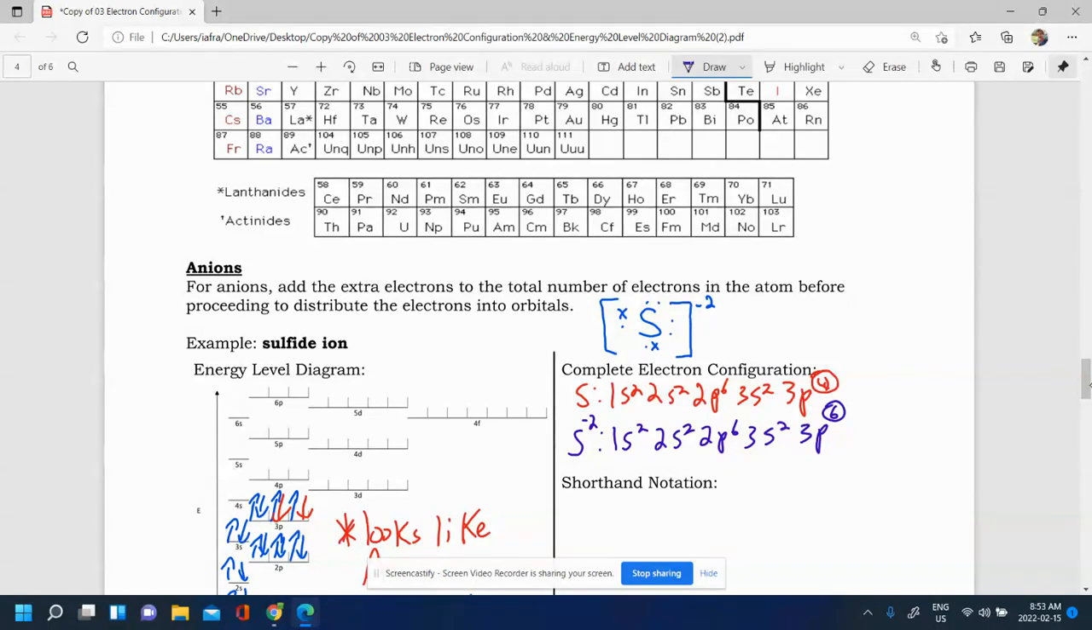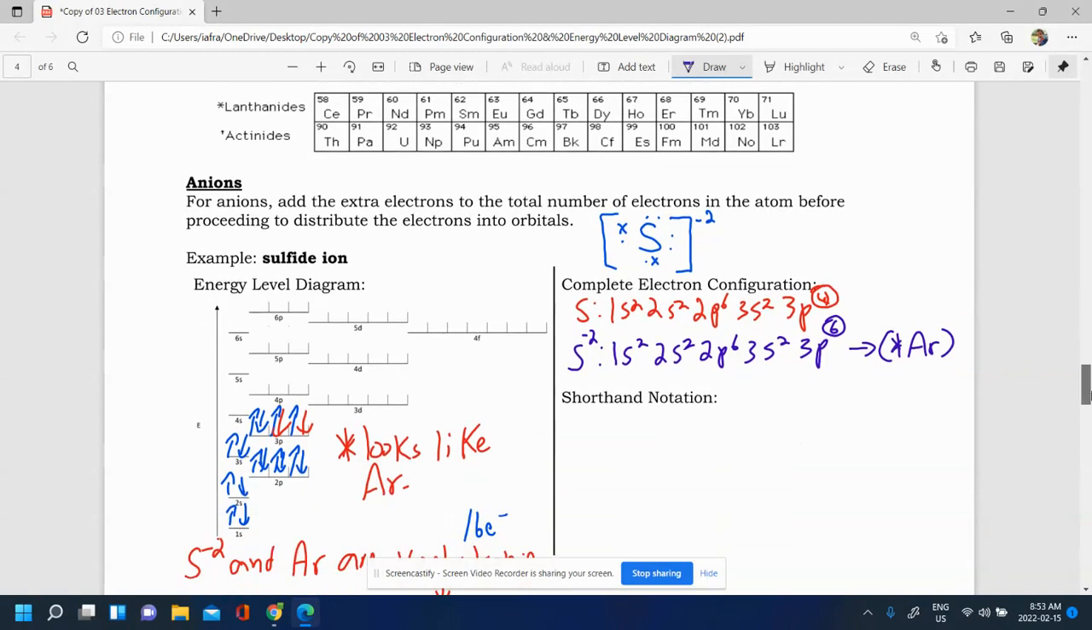And you'll notice that this is essentially the same electron configuration as argon, because now we have the same number of electrons. It hasn't become argon because, again, we have different number of protons, but same electron configuration is now there.